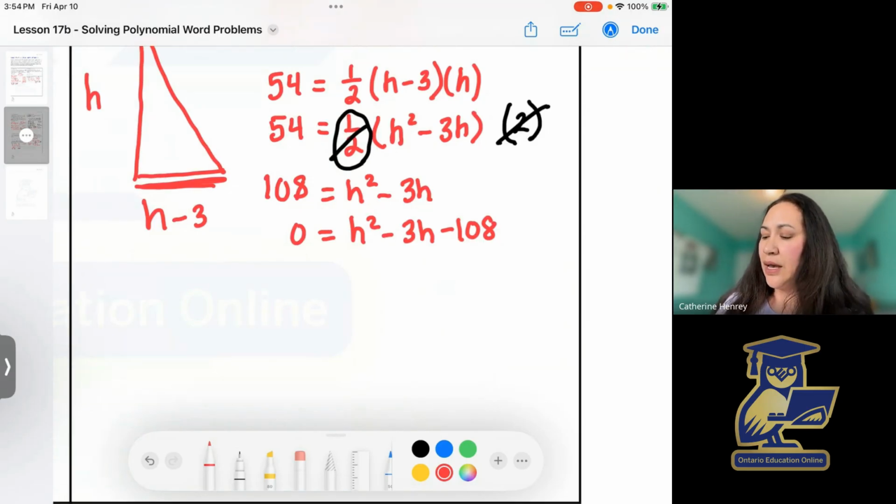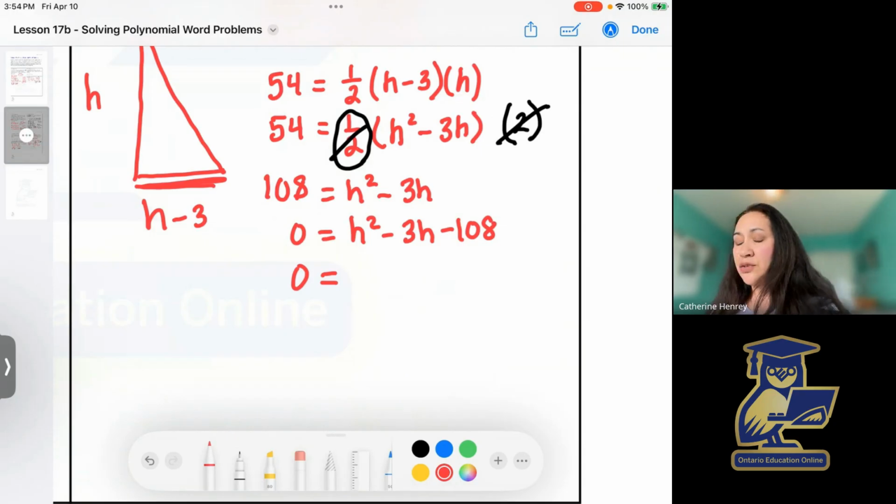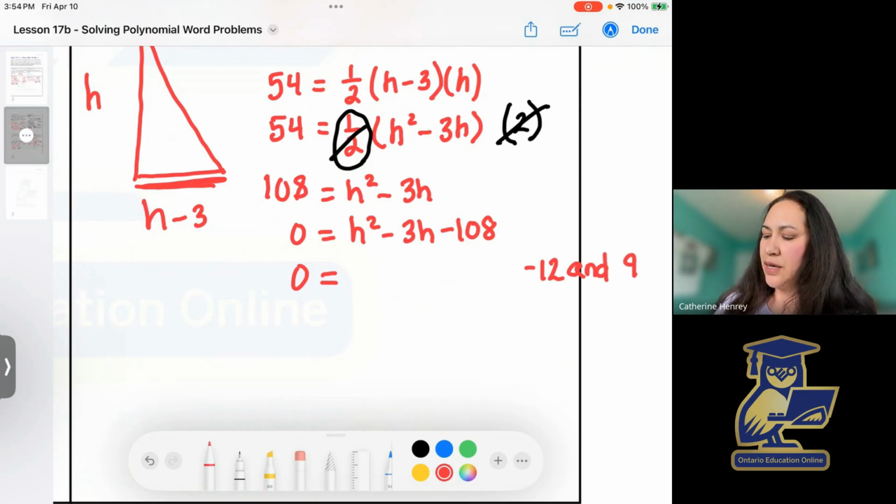And then again, we have to think of our factors of negative 108, and then two numbers that'll add to give us negative 3. Again, use your calculator, start to find some different factors, but I found the factors for us, and they are negative 12 and positive 9. So let's go ahead and write this in factored form.